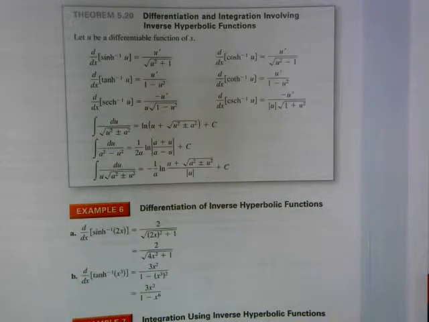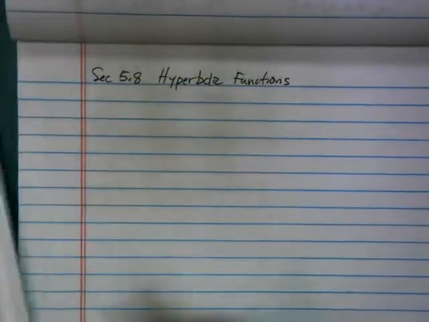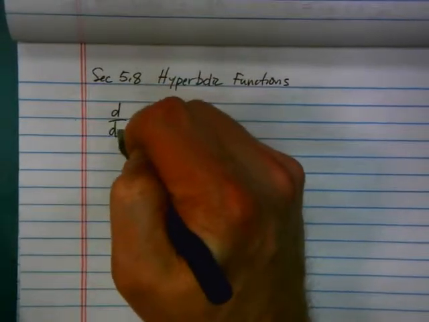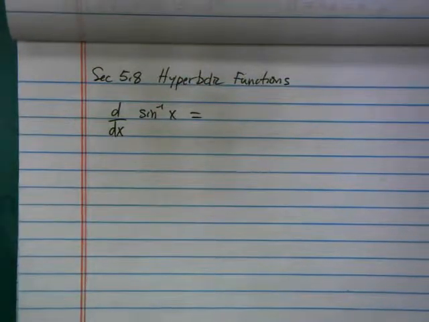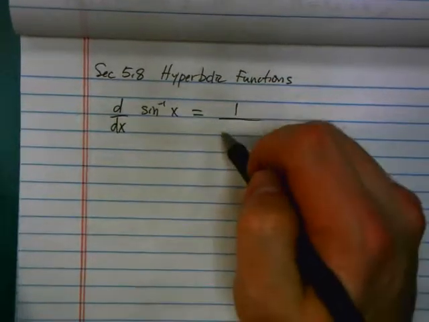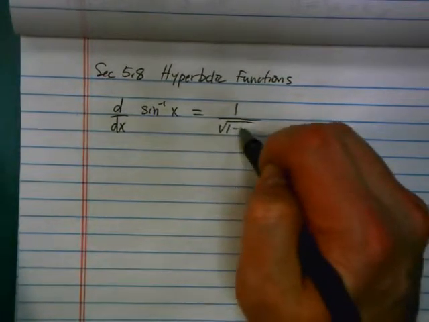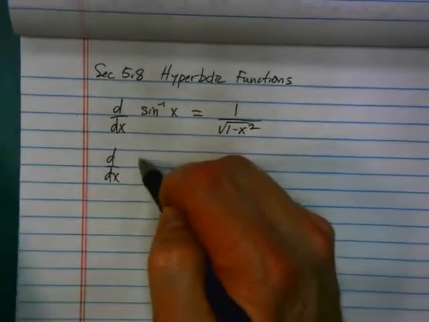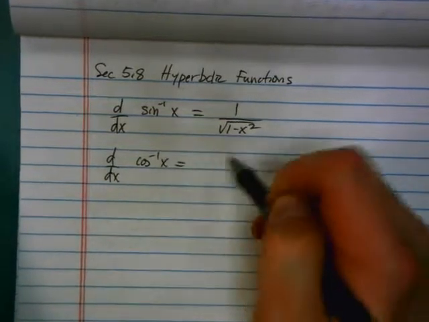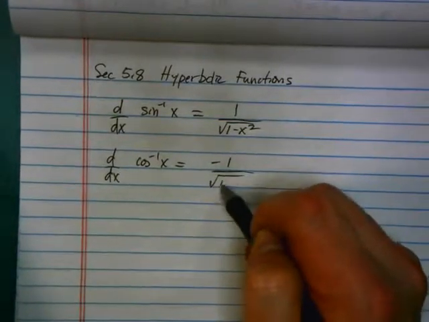Do those look similar to anything we saw before? Yeah, they do. What do they look similar to? The regular old inverse functions. Yeah, what was the derivative of inverse sine? Well, I just used u, so it's 1 over square root of 1 minus x squared, correct? And the derivative of inverse cosine turned out to be the same thing, except I had a negative 1 on top.